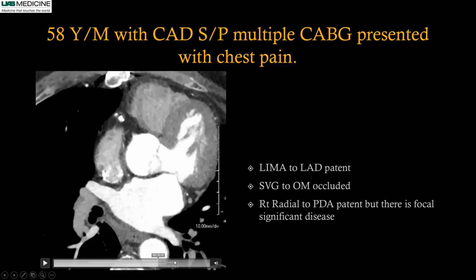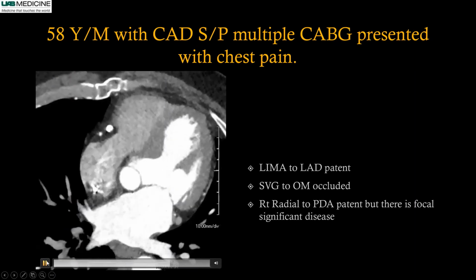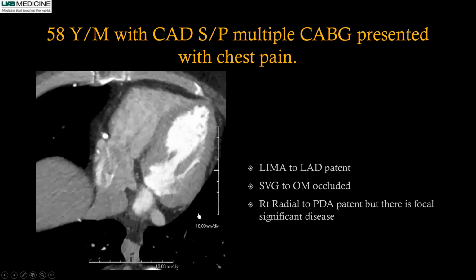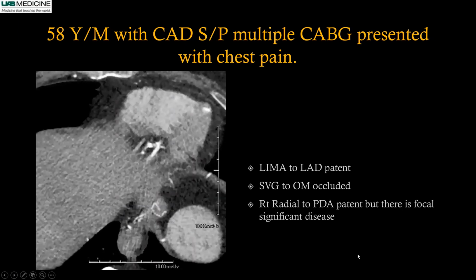But there is a significant disease, if you look carefully right there, which is causing narrowing of this graft. So this patient underwent catheterization and stenting at this area. The left saphenous venous graft, they cannot do anything, but they did stent at this. So CT is a good modality to look at various types of grafts, patency, as well as complications.